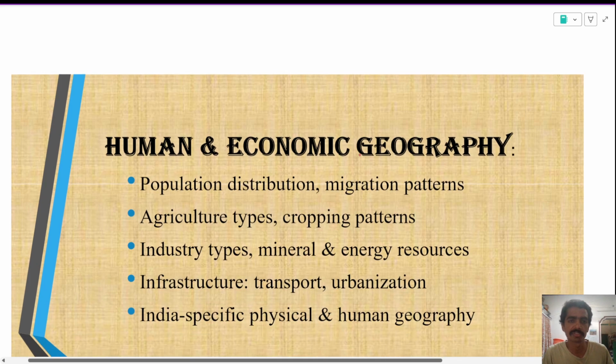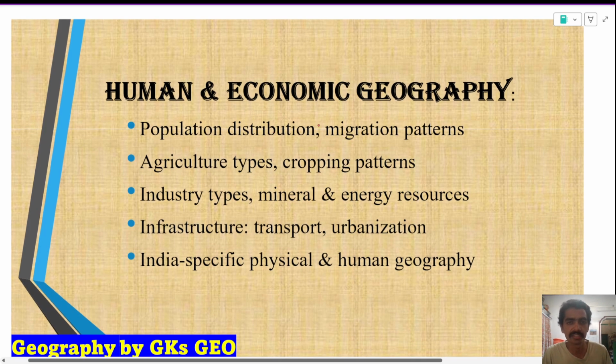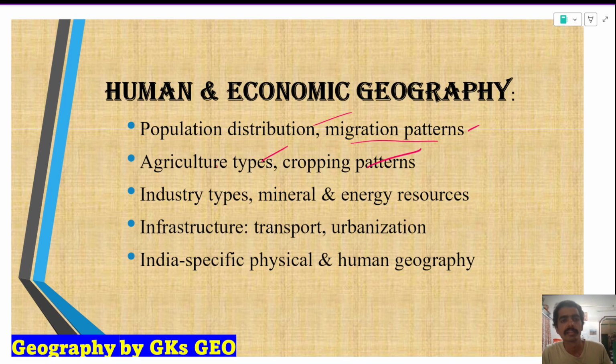Then coming to human and economic geography: population distribution across the world and India, migration patterns, types of migration, and why people migrate from one area to another. Then agriculture types and cropping patterns. Agriculture depends on the people and areas. In India, we can cultivate different types of agriculture practices and cropping patterns, whereas in South America and other countries, compared with India, the agriculture practices are totally different.